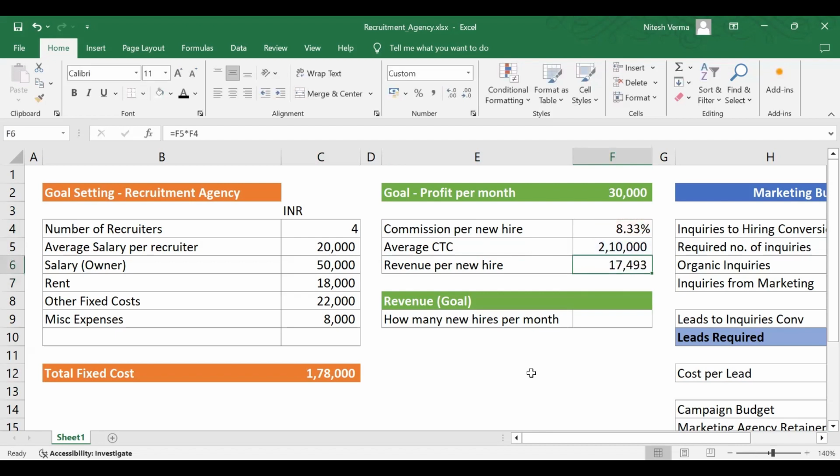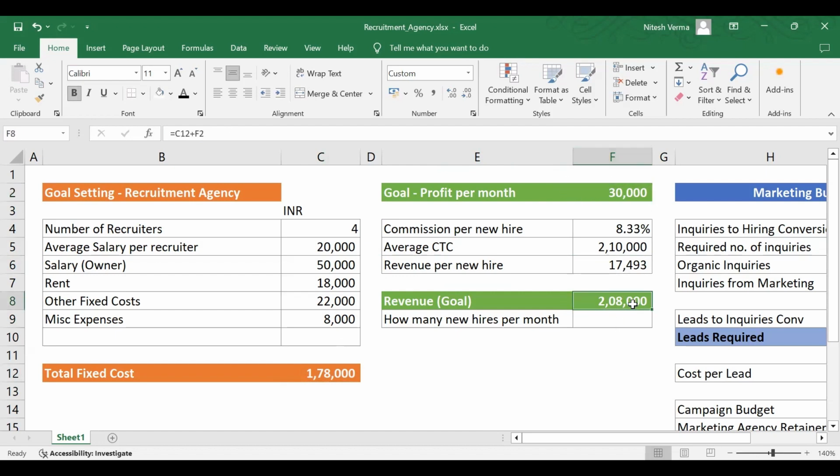So the agency earns 17,493 Indian rupees for every new candidate that they hire for a client. So this is their revenue per new hire, 17,493. The total fixed cost is 178,000 and the profit goal is 30,000. So the revenue goal is the fixed cost plus profit. This is just reversing the formula where profit is revenue minus cost, so revenue is cost plus profit. The agency needs to earn 208,000 to meet the expenses and earn a profit of 30,000.